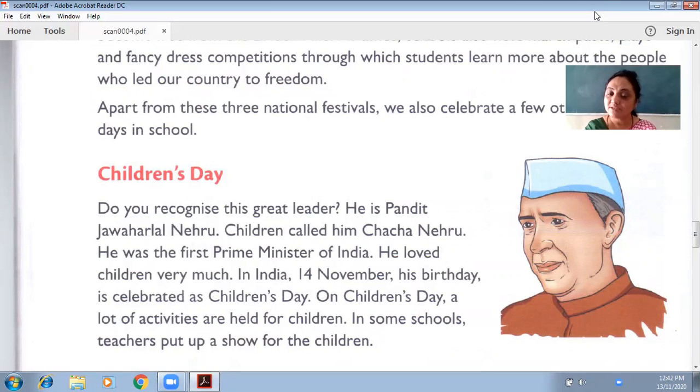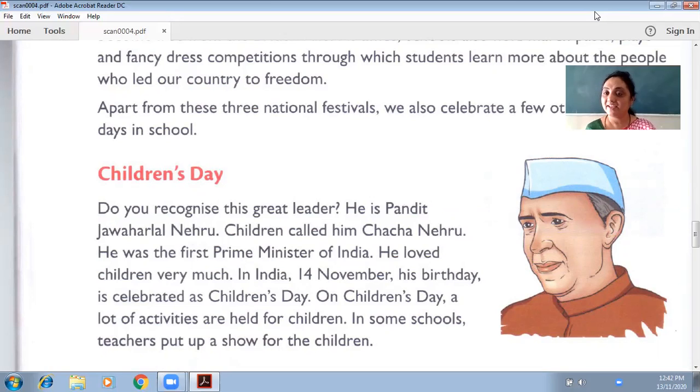Children called him Chacha Nehru. The children used to call him Chacha Nehru because he was very much fond of the children. He used to love the children more, so that's why he is called Chacha Nehru. He was the first Prime Minister of India. He loved children very much. In India, 14th November, his birthday, is celebrated as Children's Day.